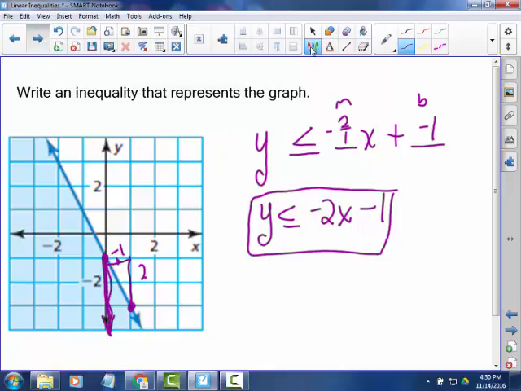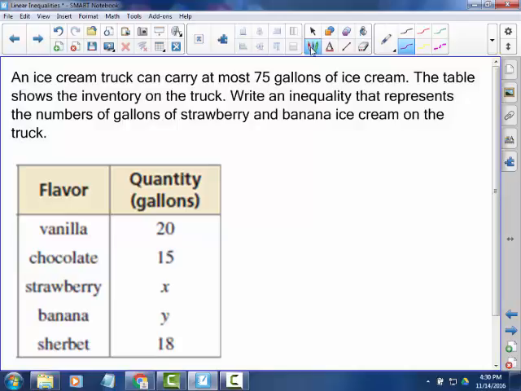Okay, let's see what else they got for us. An ice cream truck can carry at most 75 gallons of ice cream. The table shows the inventory on the truck. Write an inequality that represents the number of gallons of strawberry and banana ice cream on the truck. So here strawberry is X, banana is Y, and all of this is going on the truck. So we have 20 plus 15 plus X plus Y plus 18 is all going on that truck, which can be at most 75 gallons, at most.